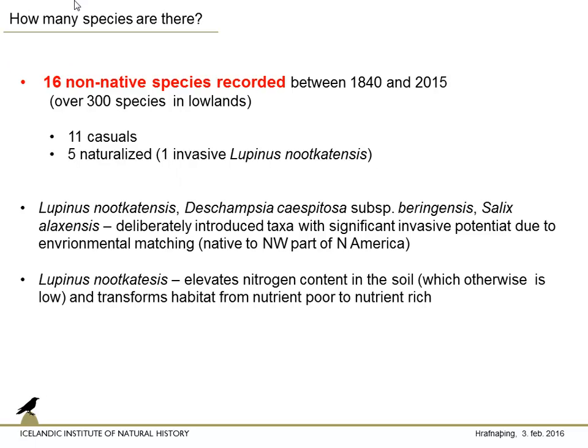Out of those 16 species recorded in highland areas, I think that these 3 species, Lupinus nootkatensis, Deschampsia cespitosa subspecies beringensis, so Bering hairgrass, and Salix alaxensis, well, they have a significant invasive potential, mainly due to environmental matching, because all 3 species are native to the northwestern part of North America. So there is a sort of matching and invasive potential due to that.